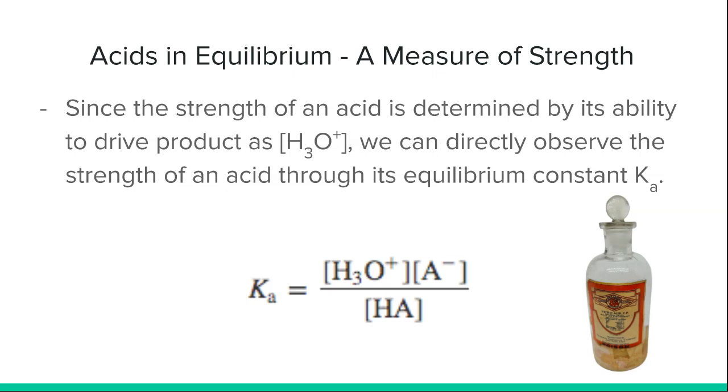All right, so take a look at this here. It's the products over the reactants, right? We've got hydronium ions that are created as a product along with some sort of conjugate base. And then we have HA representing the acid.